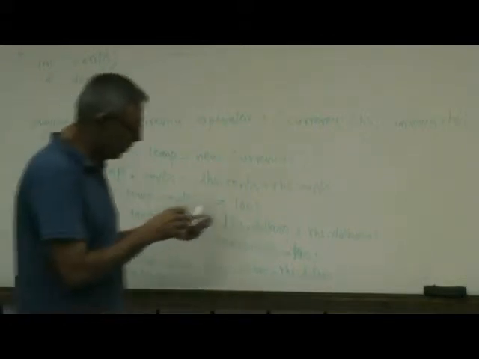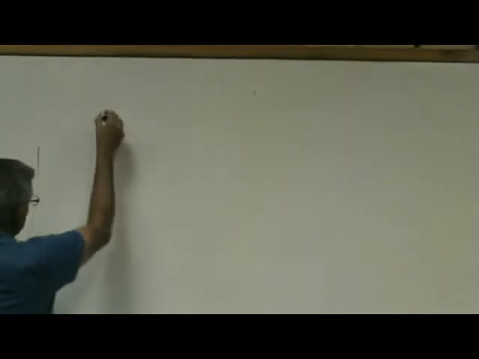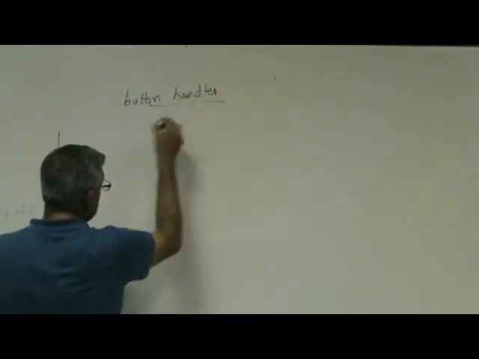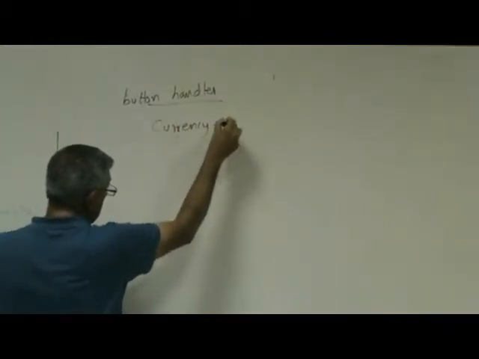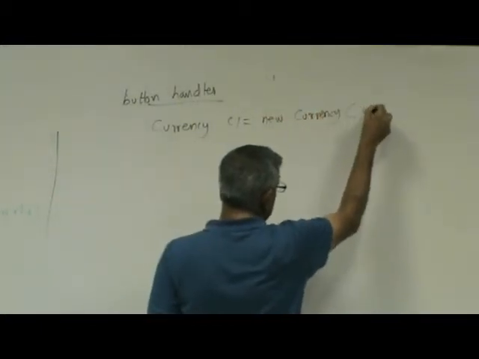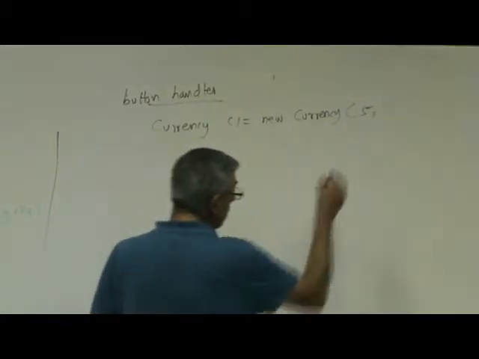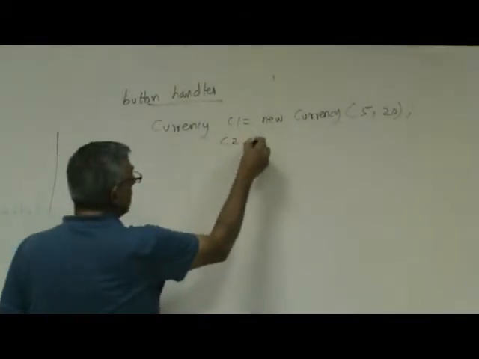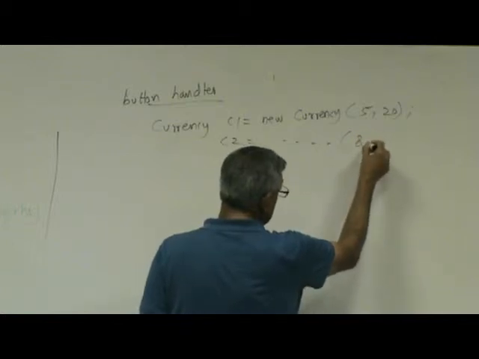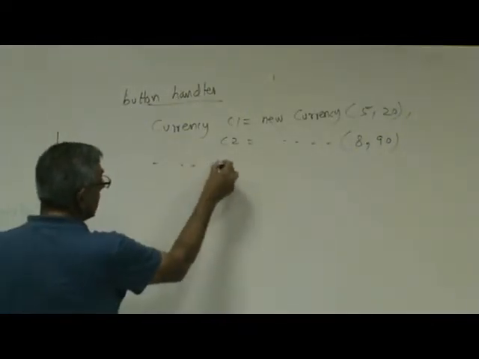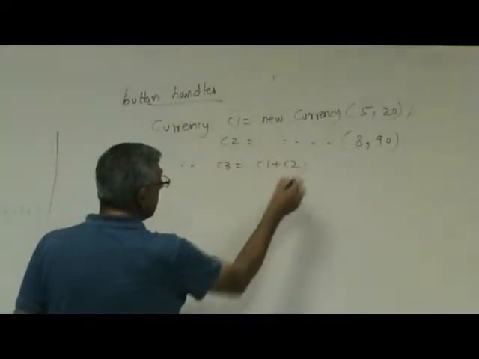So to clarify, what is left hand side, what is right hand side? Okay, so your test code will look something like this. You will do in some kind of a button handler. You will say currency, let's say C1 equal to new currency, let's say 5 comma 7, so $5, or let's make it 20 cents, $5 20 cents, right? Currency C2 equal to, let's say, $8, let's say 90 cents, okay? So then if you did currency C3 equal to C1 plus C2, right?